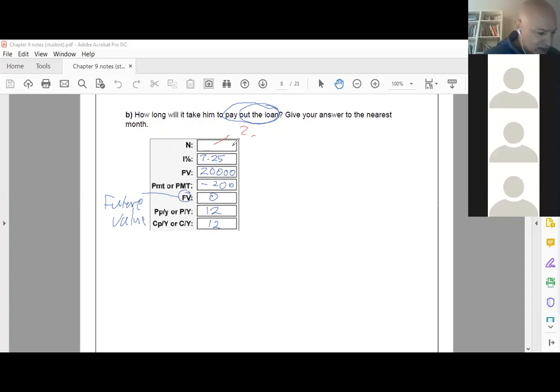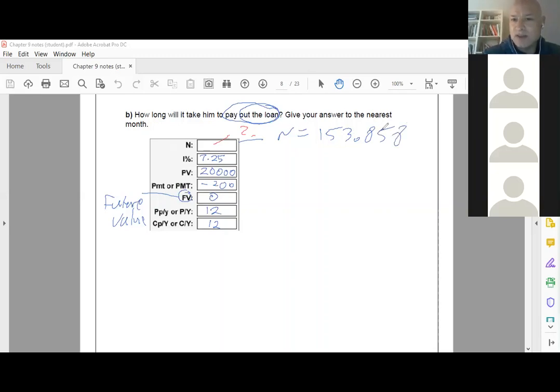So clear, delete that one. 7.25 stays, 20,000 stays, that stays. Future value goes to zero. The 12 stays, and those two down the bottom, go up to my N and press enter. So I get, and my N gives me 153.858.